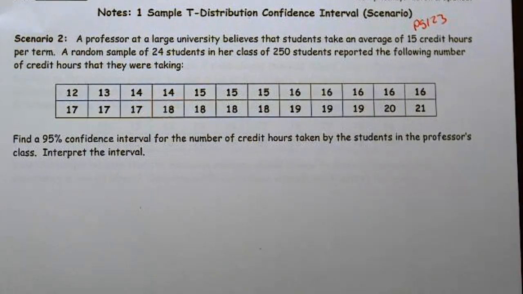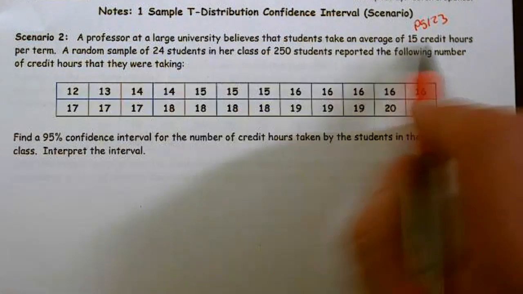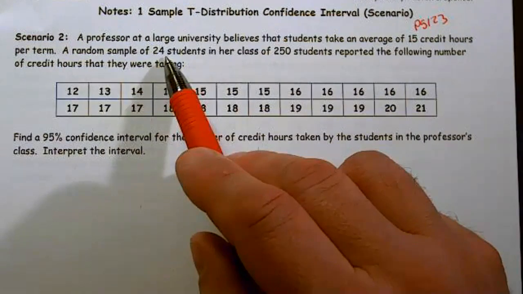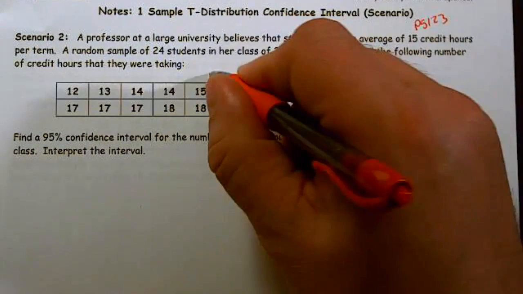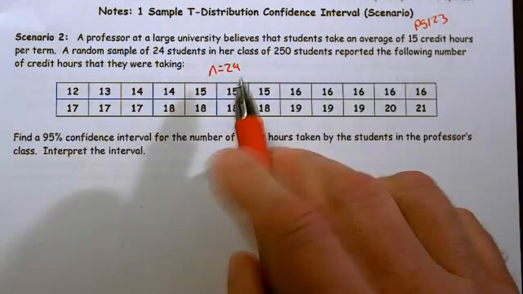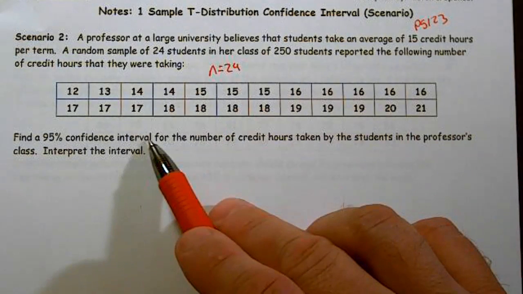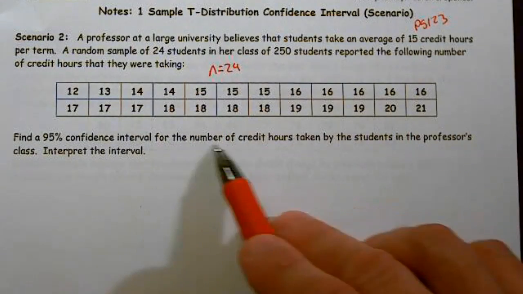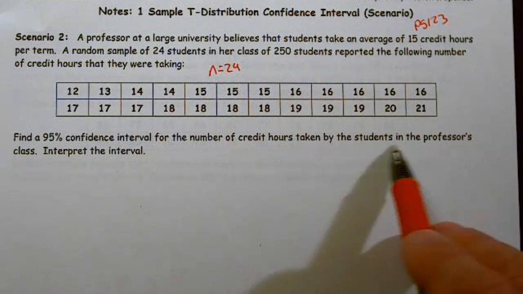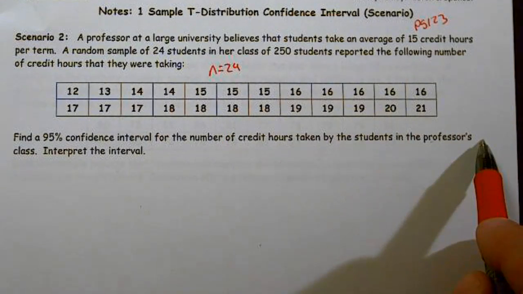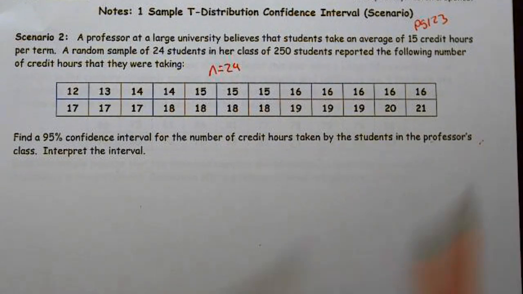A professor at a large university believes that students take an average of 15 credit hours per term. So he's saying, hey, their claim is 15. A random sample of 24 students in her class, so N equals 24, reported the following number of credit hours. Find a 95% confidence interval for the number of credit hours taken by the students in the professor's class, and then interpret the interval, and let's interpret the level.